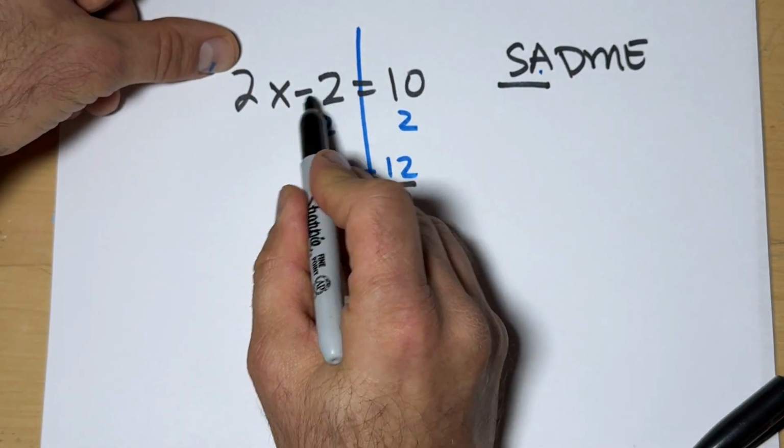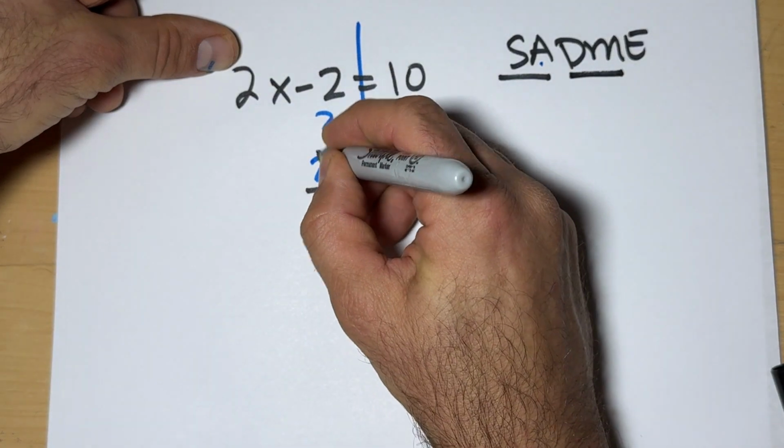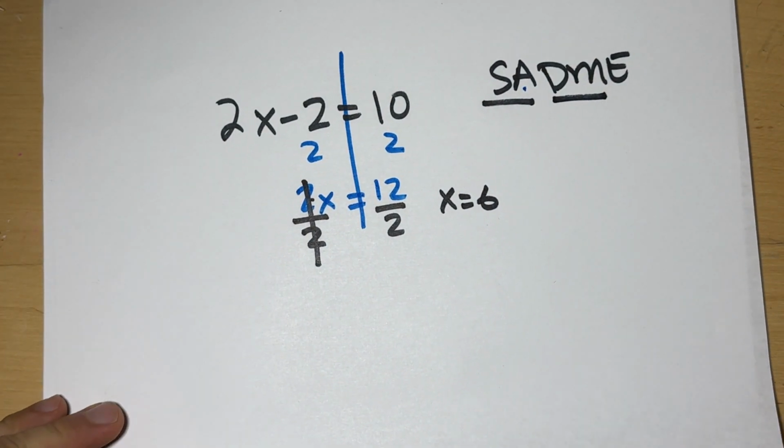Notice we did the adding and subtracting first. Now we're doing the multiplying and dividing. So x equals 6. Let's try another one.